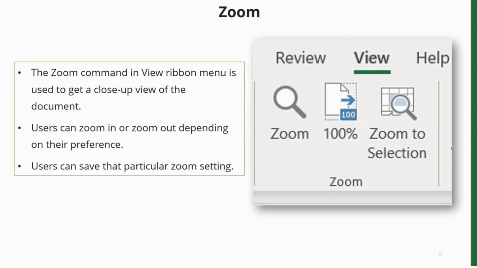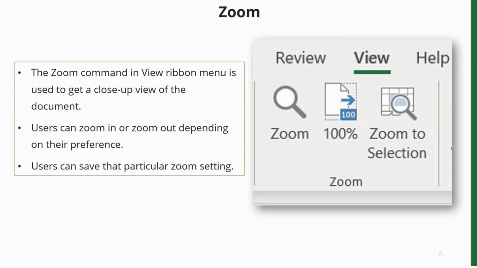So what is the zoom menu? The zoom command in view ribbon menu is used to get a close-up view in the document. So when you're seeing the document, because you're inserting large sets of data, you might minimize the screen or the screen size of Excel. But what you can do with zoom is you can magnify to a certain part and look into it. You can zoom in or zoom out depending on your preference, and also can save a particular zoom setting. So let's see what is zoom all about.